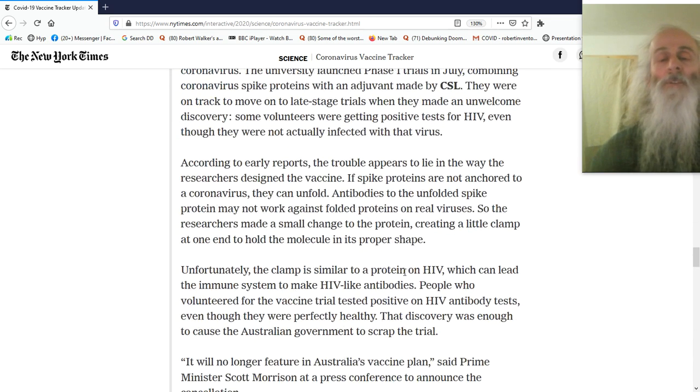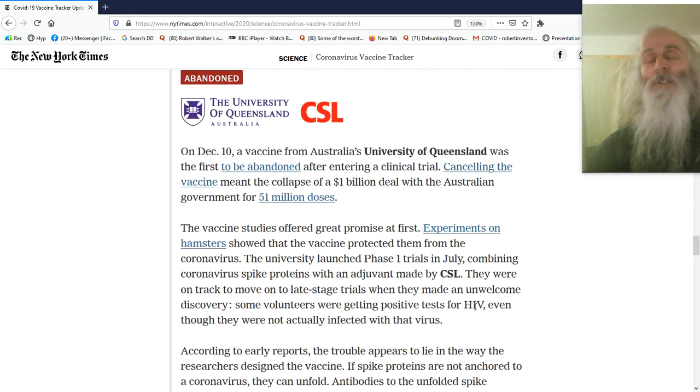So what happened is that first of all, they had problems with the spike proteins unfolding, and so they made a small change to the protein, creating a little clamp to hold the molecule in its proper shape. But sadly, the clamp turned out to be similar to a protein on HIV. And as a result, people who volunteered for the vaccine trial tested positive on HIV antibody tests, even though they didn't have HIV. So if they'd rolled that out to the whole of Australia, that would make it very difficult to detect HIV in Australia, because you get all these false positives from people who'd been vaccinated. So that's a really rather sad reason why they had to abandon that one.